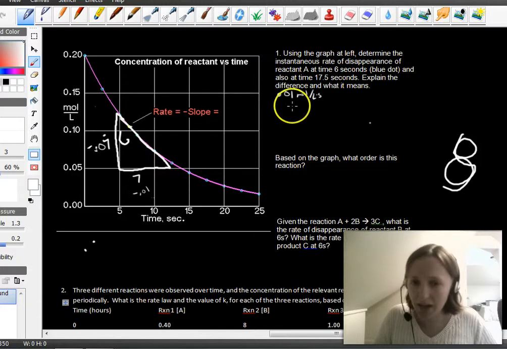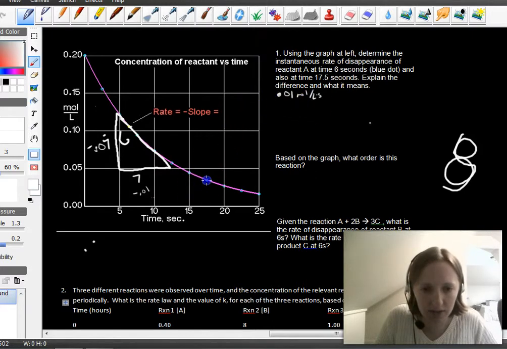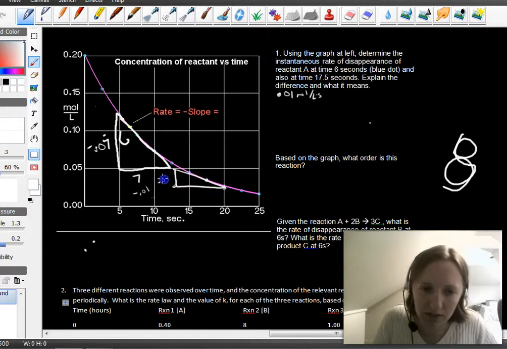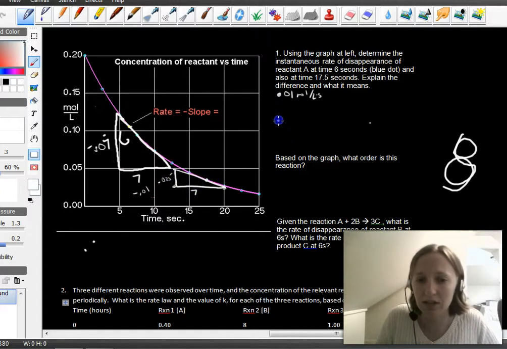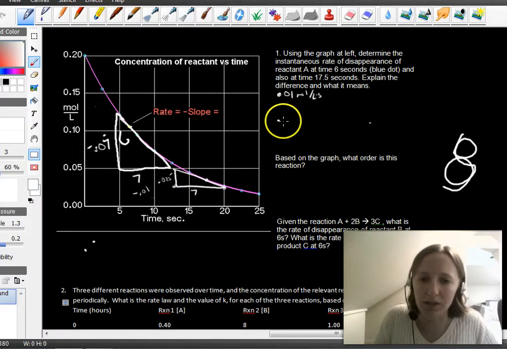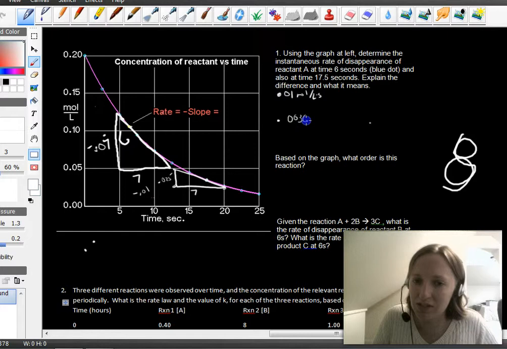And at 17.5 seconds, which is here, you've got a triangle that looks more like this. That's the tangent there, and I found with my triangle that I drew beautifully on my paper that that is about 0.025 in 7 seconds. And so I found that at time 17.5 seconds, my rate, which is the negative of the slope, is 0.0036 moles per liter per second.